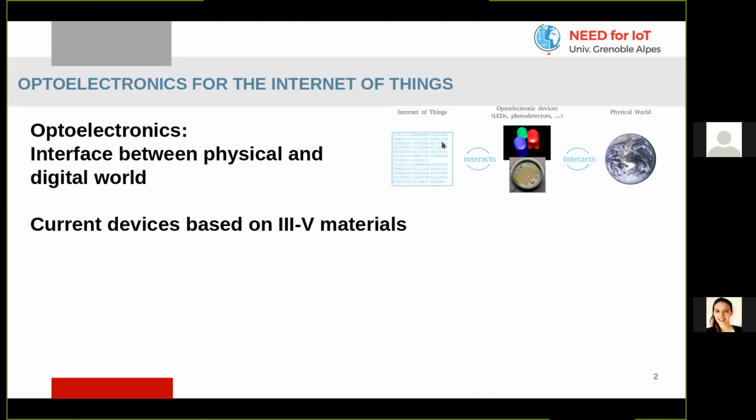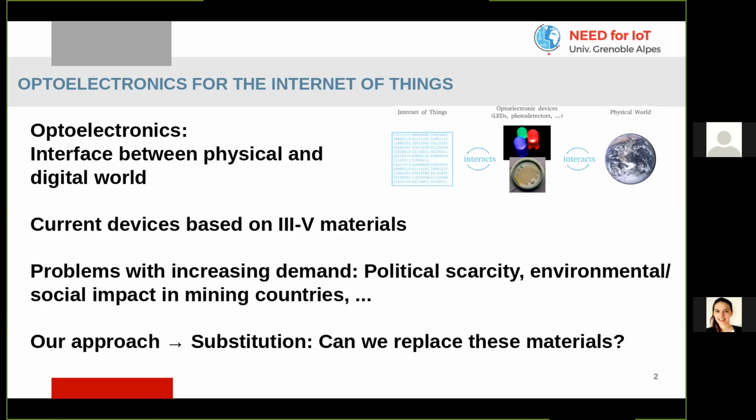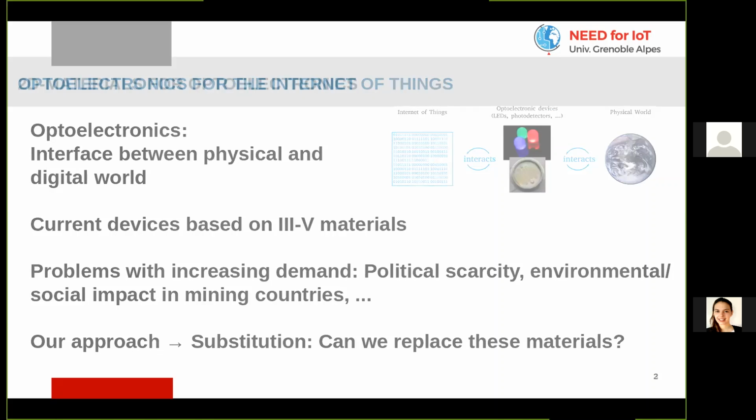Now, many of the current devices are based on III-V materials. Pauline has already pointed that out, and there are certain problems with the current materials being used: political dependencies, environmental impacts in mining countries, and very many others. So for us, the question has to be asked: can we substitute these materials? And our approach in this case would be using 2D materials.